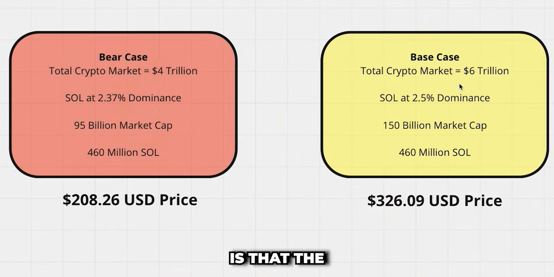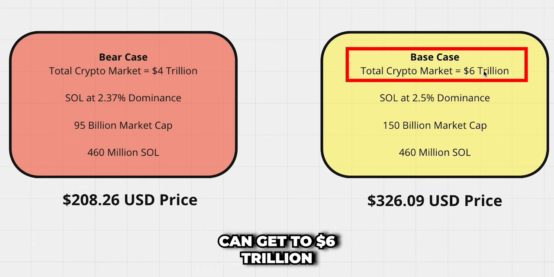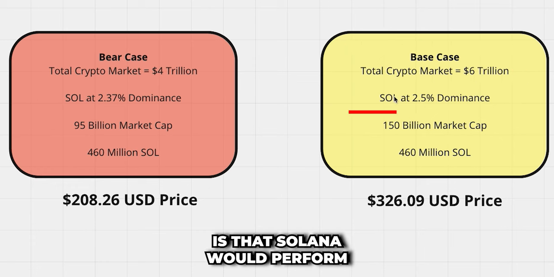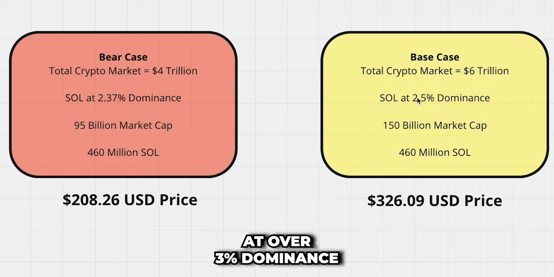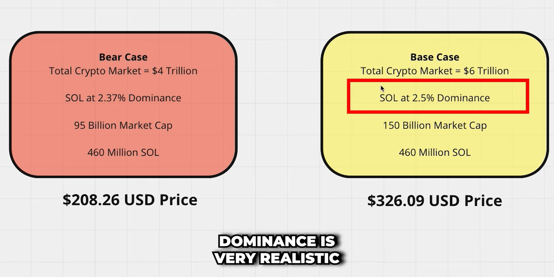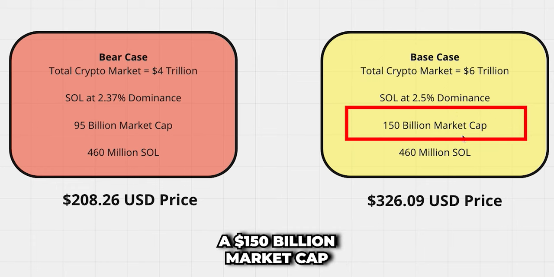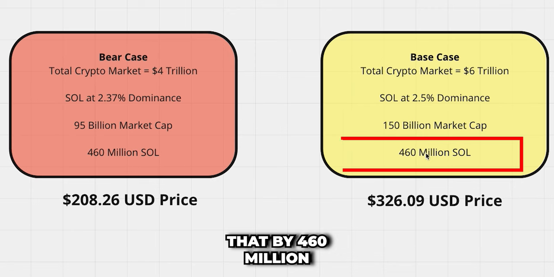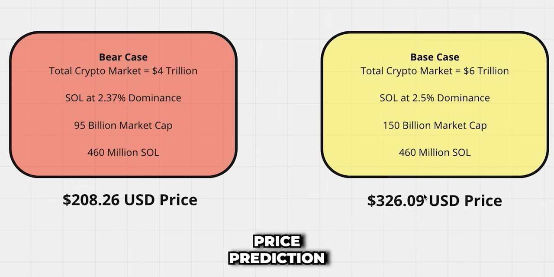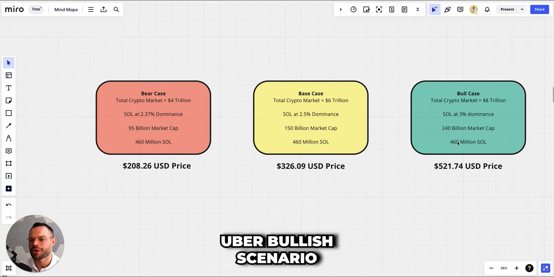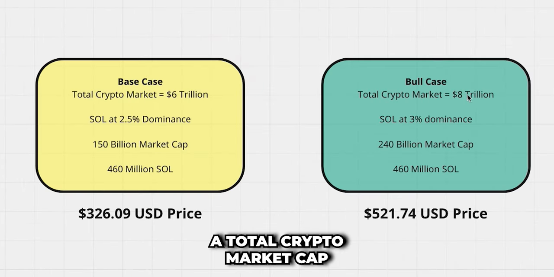The assumption here for total market cap is that the entire crypto market cap can get to $6 trillion. What we're also saying is that Solana would perform slightly better and gain a 2.5% dominance. Again, personally, I think this may be even a little bit conservative because Solana has peaked out at over 3% dominance just last month in January of 2024. So a 2.5% dominance is very realistic. That would give Solana a $150 billion market cap. And then we divide that by 460 million Solana in circulation by around Q4 of 2025. That gives us a $326 Solana price prediction.